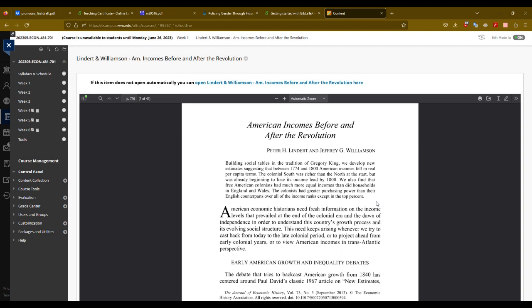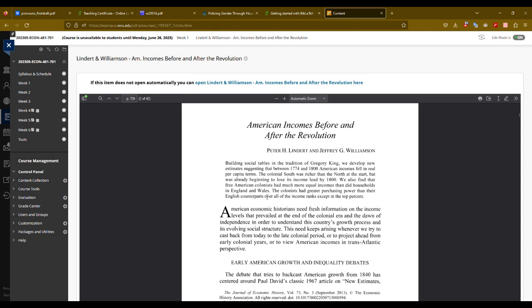Building social tables in the tradition of Gregory King, we developed new estimates suggesting that between 1774 and 1800, American incomes fell in real per capita terms. Boom, pithy, to the point. Already we know what this paper is about and what is their main finding. You're going to find at least those two things in the abstract of every reasonable research paper.